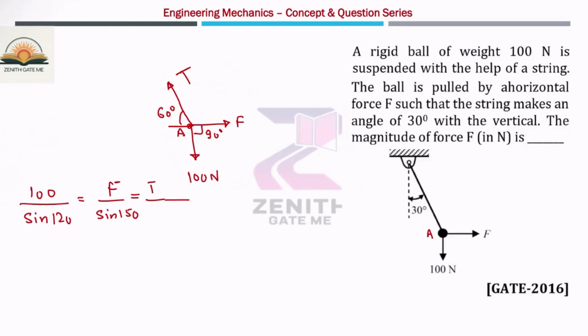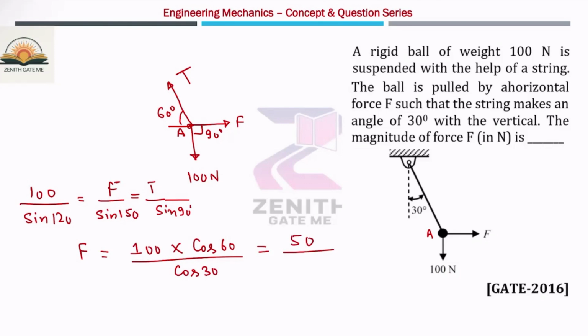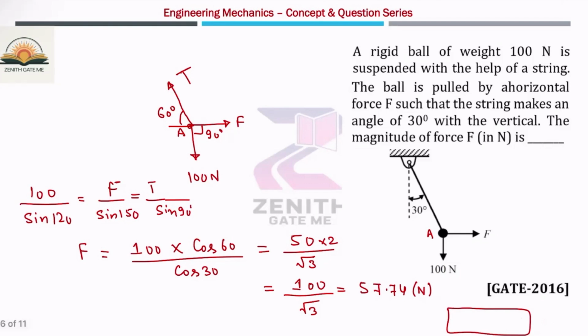Okay, so what is the value? Tension divided by sine of 90 degree. So the force value you can calculate: 100 into sine 150, which is 90 plus 60, that means cos 60, and sine 120 is 90 plus 30, that means cos of 30. Cos 60 is 1 by 2, so this is 50, and cos 30 is root 3 by 2. So this value is nothing but 100 by root 3, which is approximately 57.74 Newton. So the correct answer for this question is 57.74.